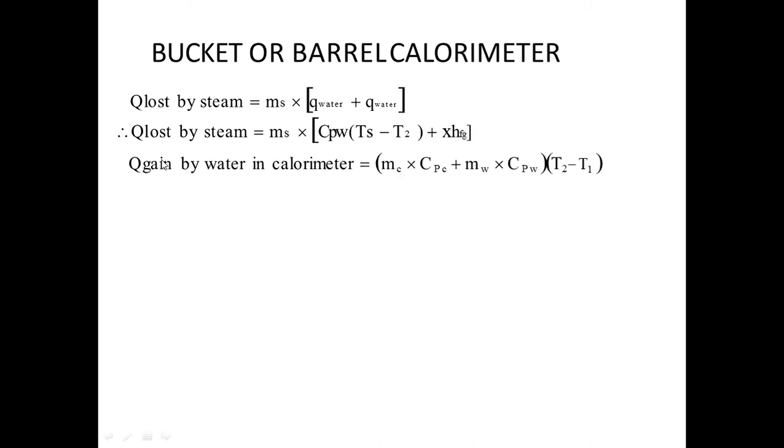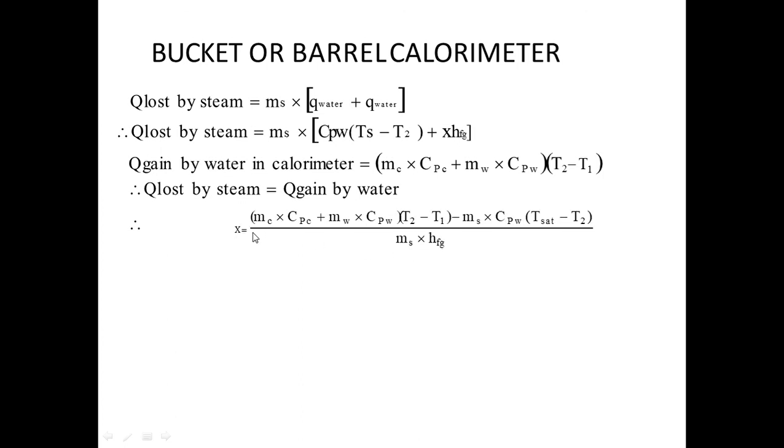And then next, heat gained by the water in the calorimeter, we can write: mass of calorimeter, that is the vessel, into Cp of vessel (T2 minus T1), plus mass of water in the barrel into Cp of the water into (T2 minus T1). So likewise you will have two equations, and you can equate these two equations because there is no heat loss from the system to the surroundings. So if you equate this, then all the things are known to you. Q lost by steam is equal to Q gained by the water, and you can find out the x value in this case.